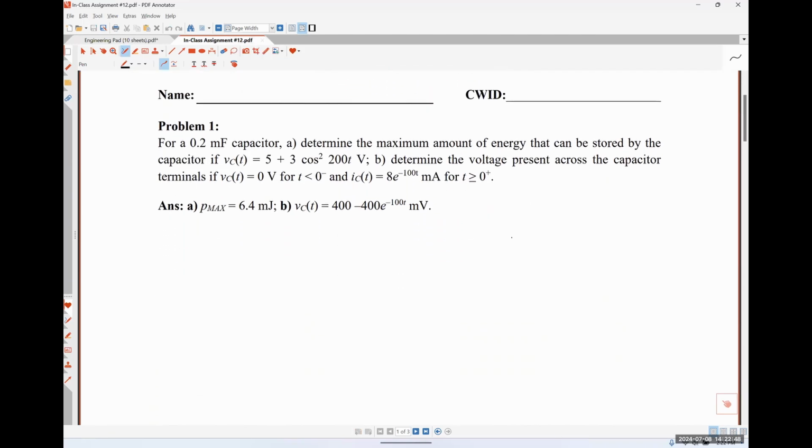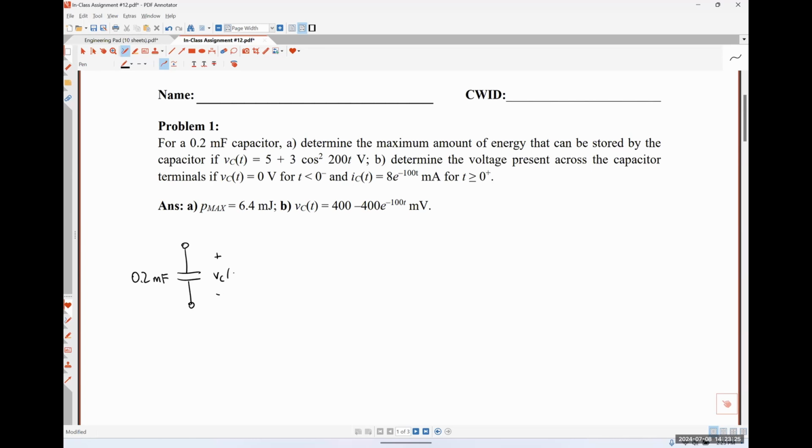So problem 1 here says, we have a 0.2 millifarad capacitor. So I'm just going to draw something here. So 0.2 millifarads. And in part A, we're given one particular voltage waveform, and we're asked to determine the maximum amount of energy. And then in the second part, we're given a current waveform, and we're asked to determine the voltage. All right, so let me just draw some things here.